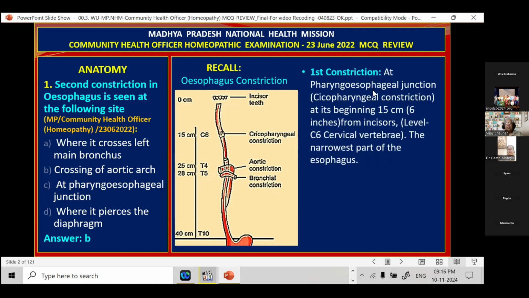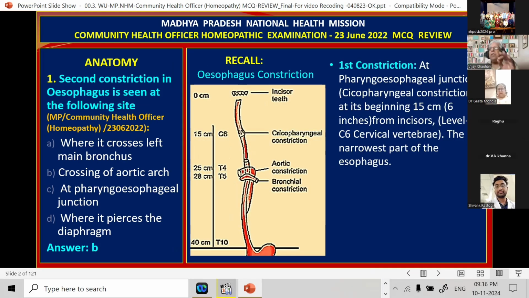Let us again revise this. The first constrictor, pharyngoesophageal or cricopharyngeal constriction, begins at 15 centimeters or 6 inches from the incisor level, at the 6th cervical vertebra. It is the narrowest part of the esophagus. Please remember. Can you see it? The landmark has been highlighted.